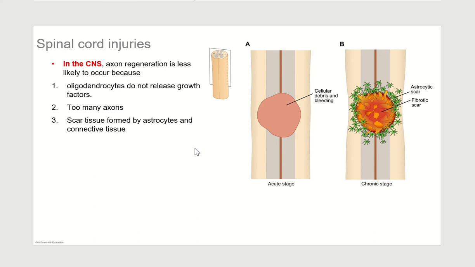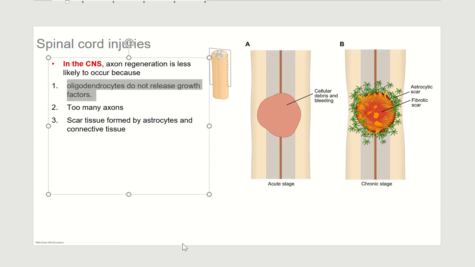In the central nervous system, there's a couple things that happen. One is that the oligodendrocytes don't release growth factors. So that's a chemical that helps with the healing. It helps with all this regrowing.